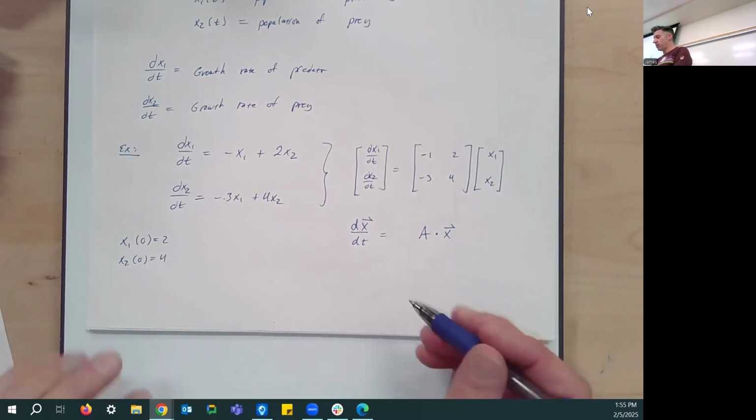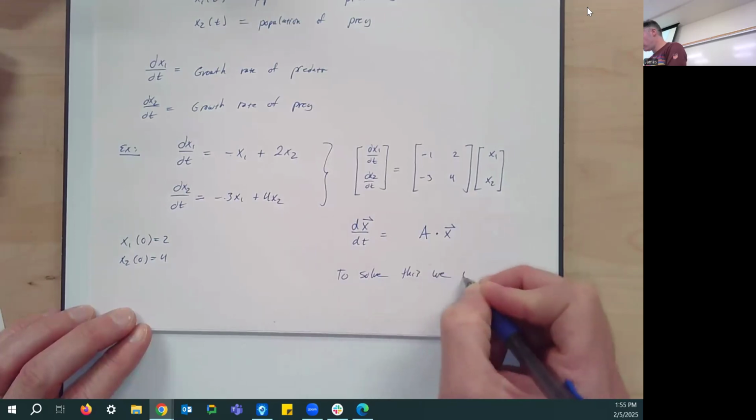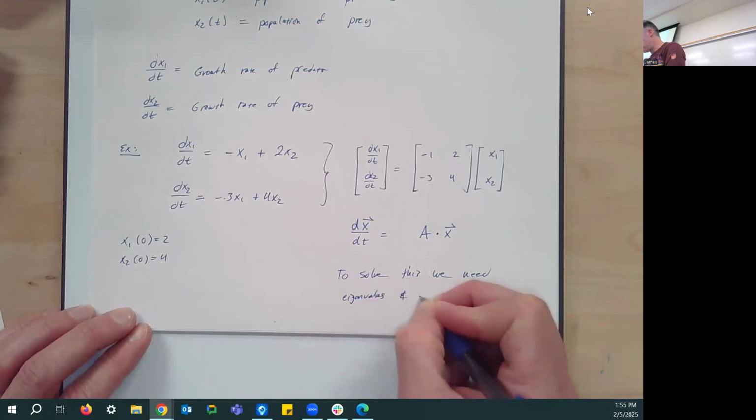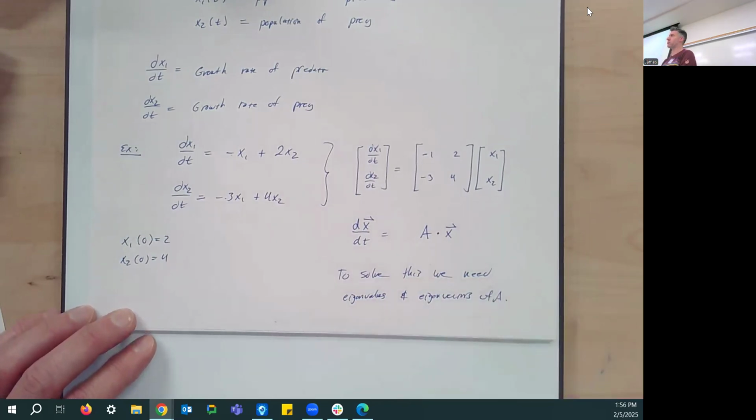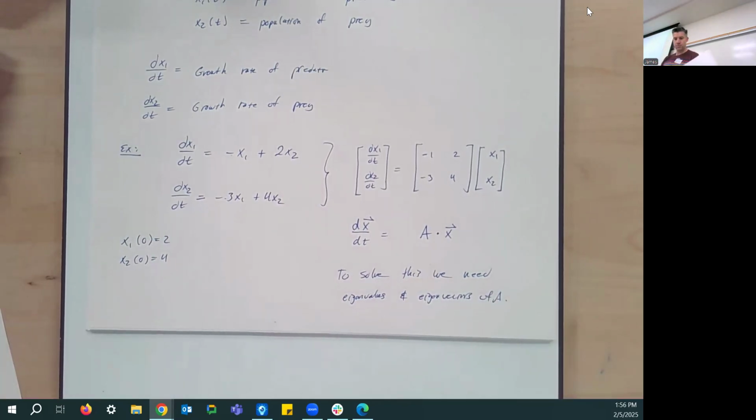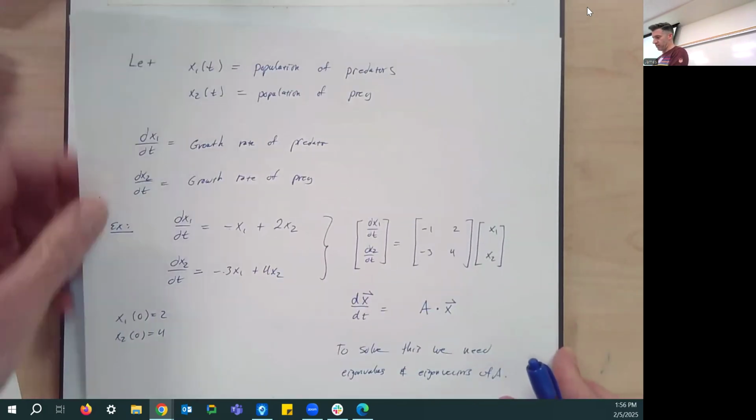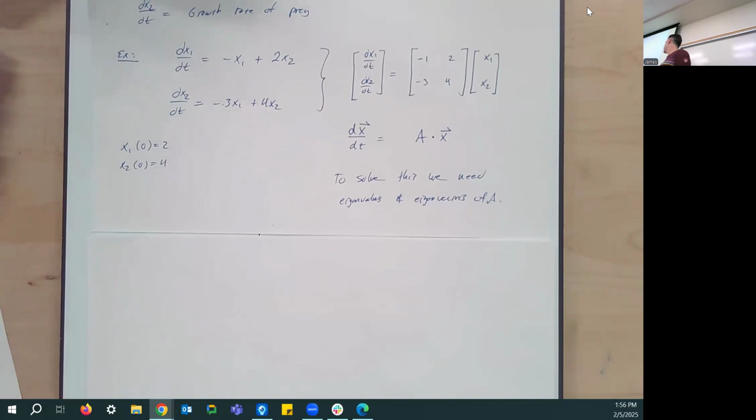So this is where, to solve this, we need the eigenvalues and eigenvectors of the matrix A. I want to leave you hanging here. Let's find them relatively quickly. I know we only have a few minutes, but we'll do what we can. Actually, let me get to the point instead of the solving.